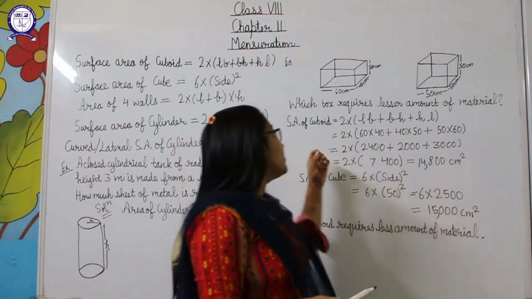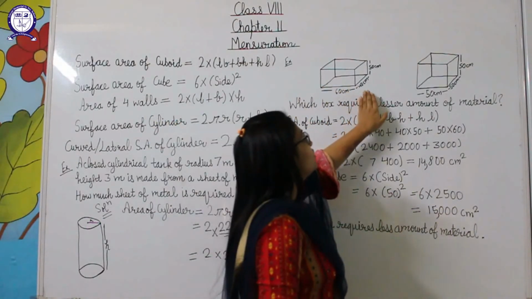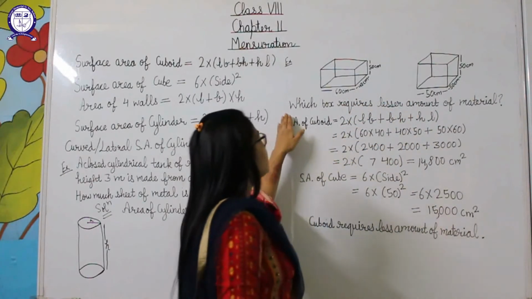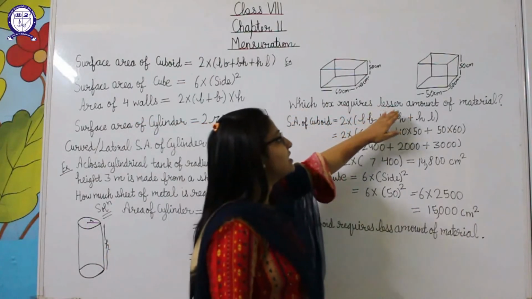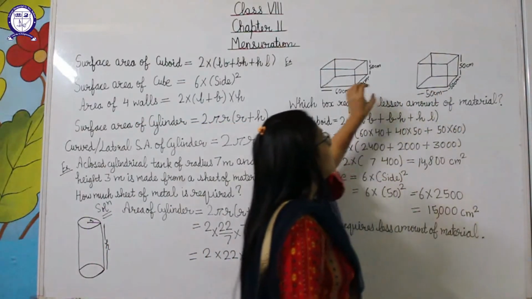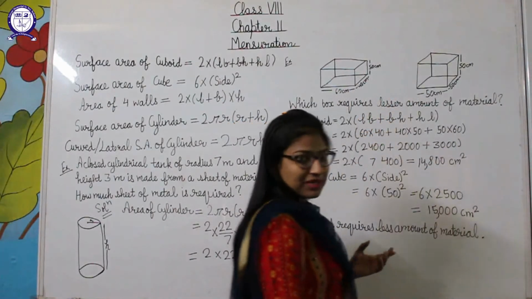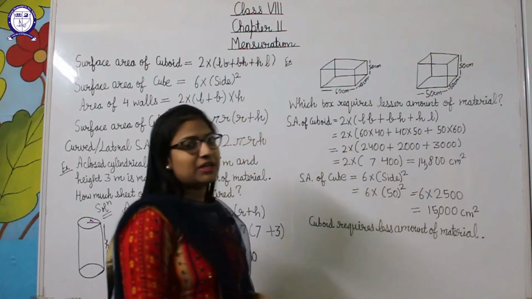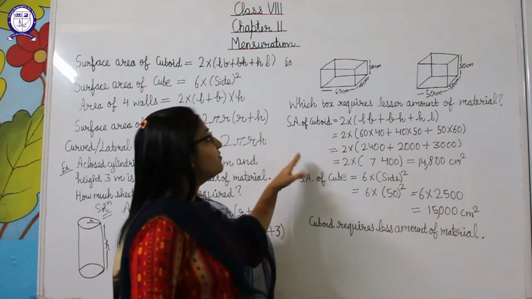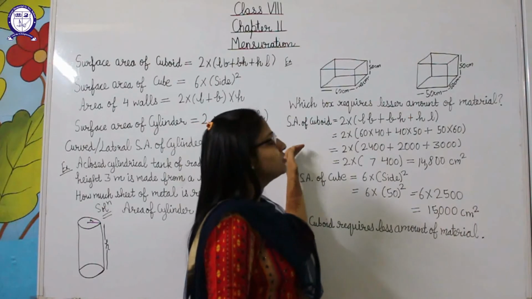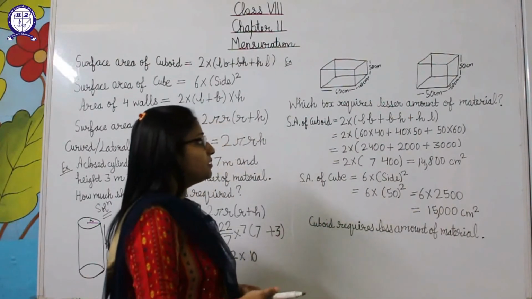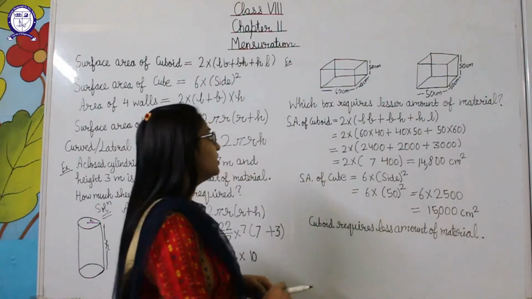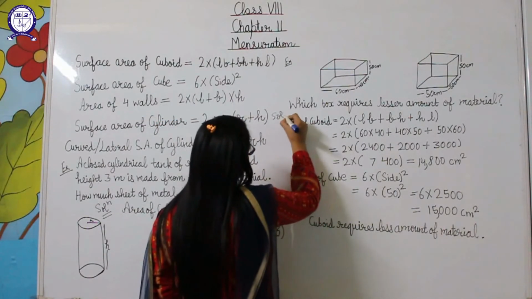Now one of the questions given to you is, this is a cuboid given and this is the cube given and their dimensions are given. We have to find out which box requires the lesser amount of material, means these are made up of some kind of material and we have to tell which box requires the lesser amount of material. So how can we find out? We can find out by finding their surface area. Whichever is lesser, that box will require the lesser amount of material. Okay, so this is the solution, students.